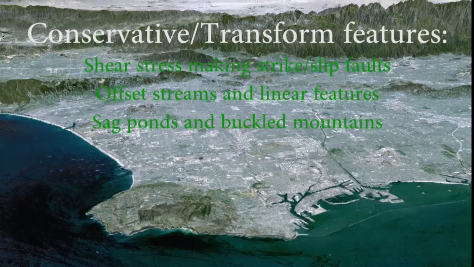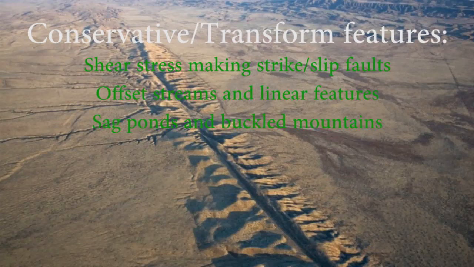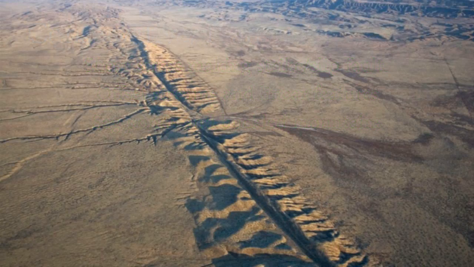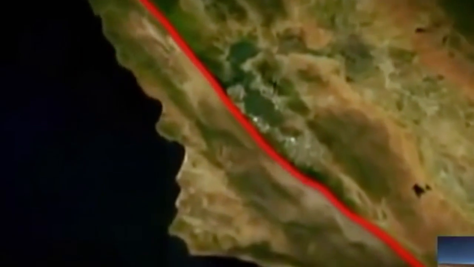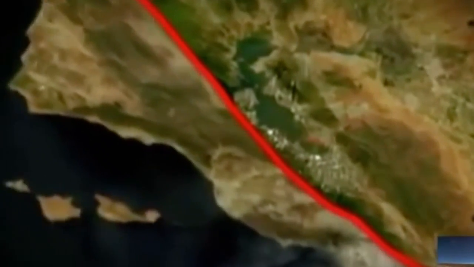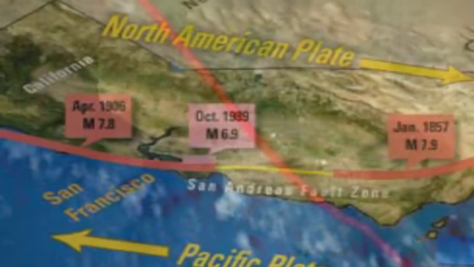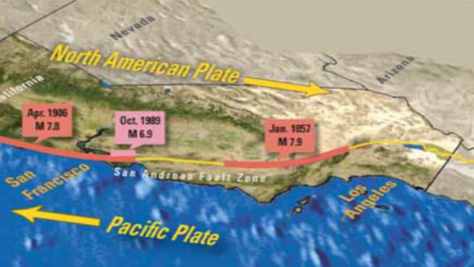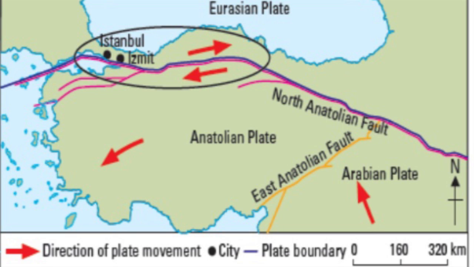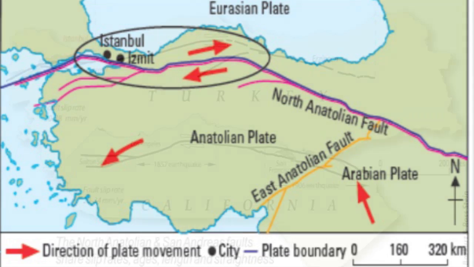The closest example of a conservative boundary to me is the San Andreas Fault along the western edge of the United States, mostly through California. This is a right lateral motion with LA on the Pacific Plate moving northward towards San Francisco, which is barely on the North American Plate. So the two major West Coast cities are slowly approaching each other. We see that Turkey is similarly getting torn through.